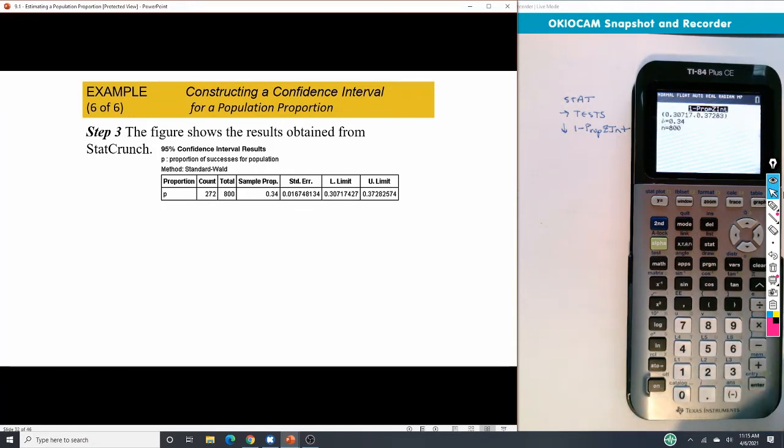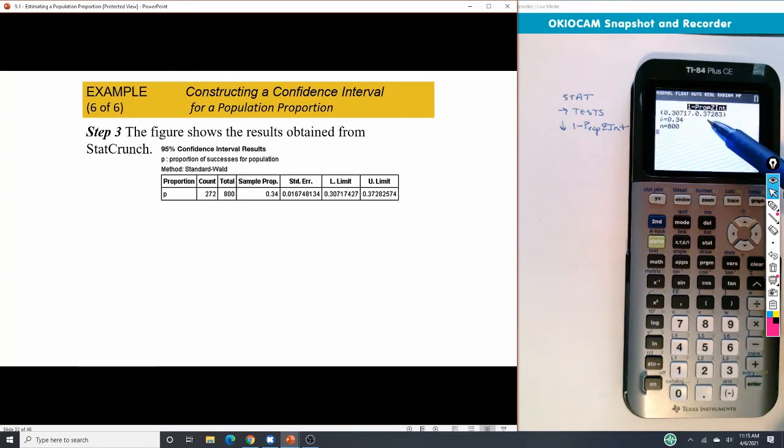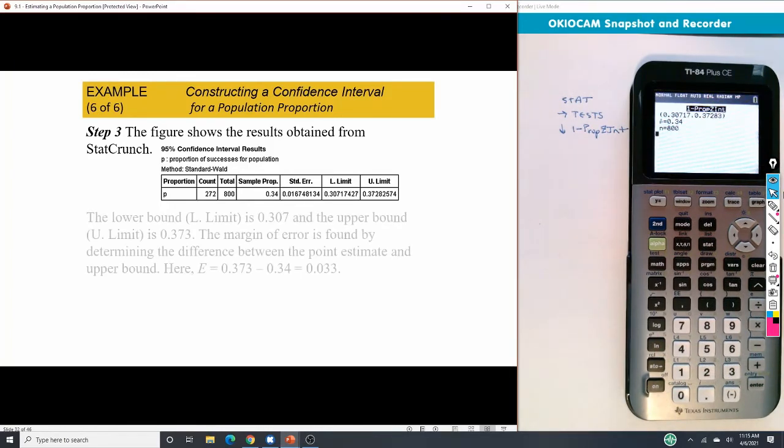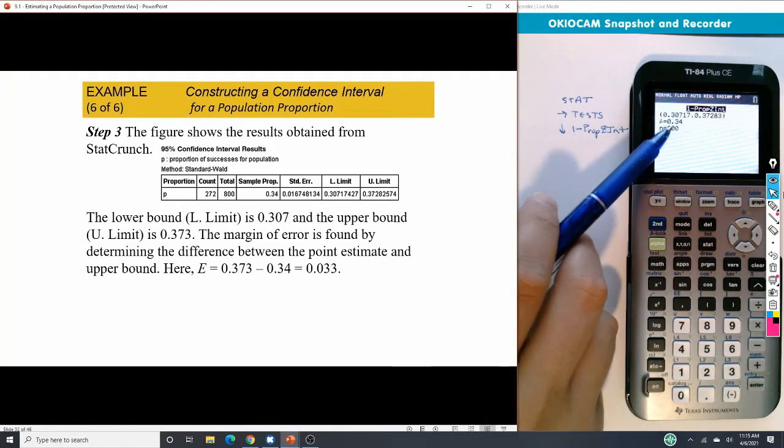And we press calculate. Now again, you'll notice here, our lower bound is the first one, and our upper bound is the second one. And if we round those, we still get the same answers that they did of 0.307 and 0.373. Okay. Now, it also shows us p hat there, if we needed that for anything.